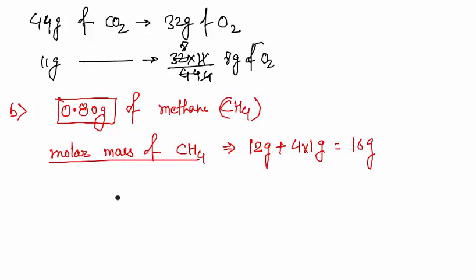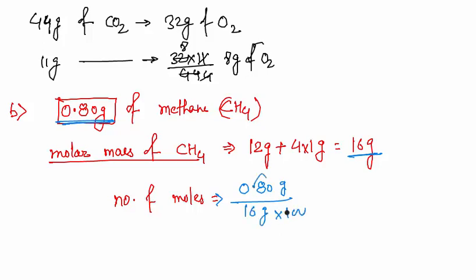Now simple, how to find the number of moles? Number of moles will be given mass upon molar mass. So what is the given mass? 0.80 gram upon the molar mass, which is 16 gram. You can cancel here, and it will be 0.05 moles. Hope you understand this concept.